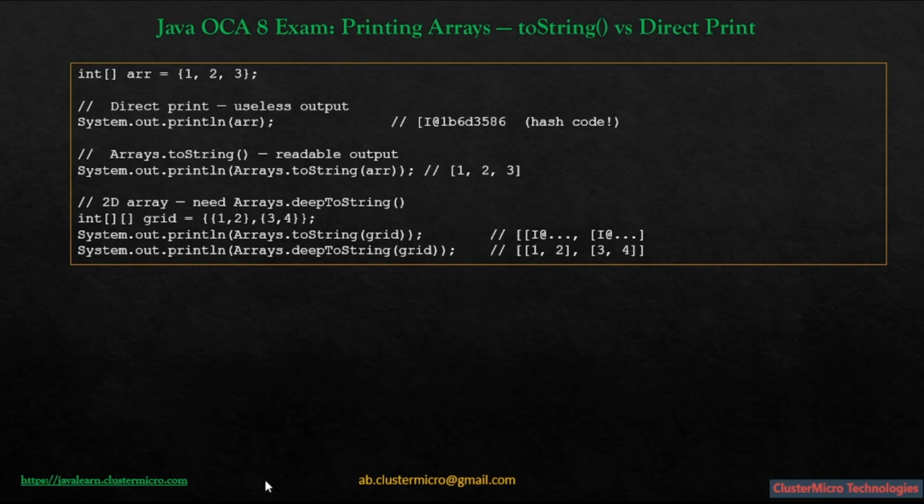However, this method works properly only for one-dimensional arrays. For two-dimensional arrays, Arrays.toString will display the inner arrays as reference values, not their contents. In such cases, you should use Arrays.deepToString, which processes the array recursively and prints all nested elements correctly. In the exam questions, you may see code that prints an array directly with System.out.println. The expected output will be a reference string hash value rather than the actual array elements. You have to remember that.